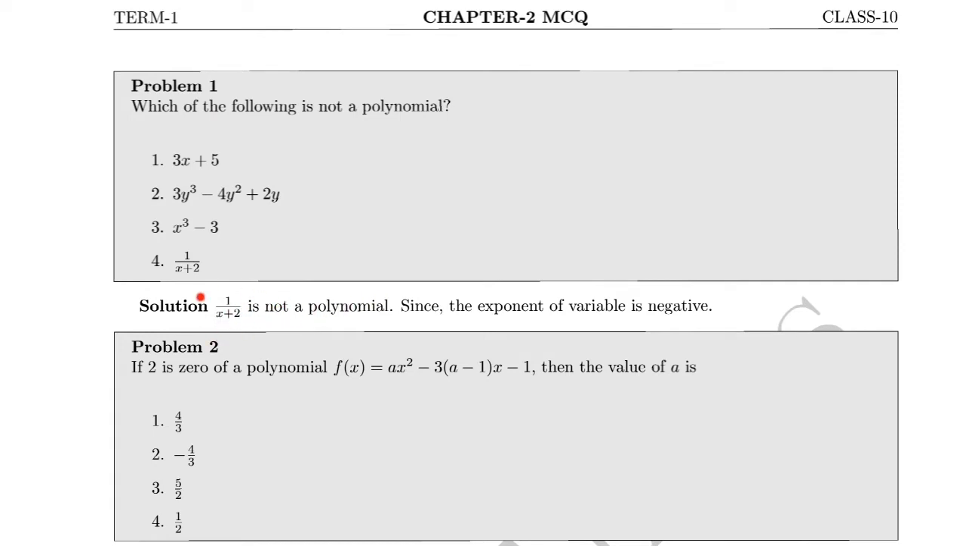But why is 1 upon x plus 2 not a polynomial while the others are? Since the exponent of the variable is negative. Here we can see x plus 2 to the power minus 1. The exponent of the variable is negative, not positive. So 1 upon x plus 2 is not a polynomial. For a polynomial, the exponent of the variable should be positive, not negative. Here in option 4 the exponent of the variable is negative, so option 4 is not a polynomial.